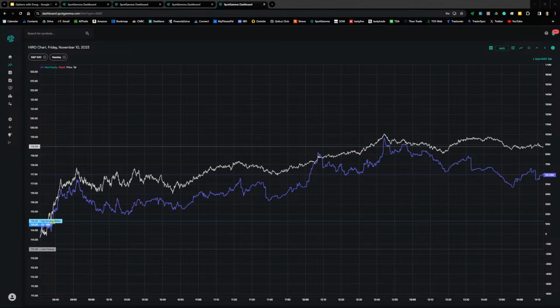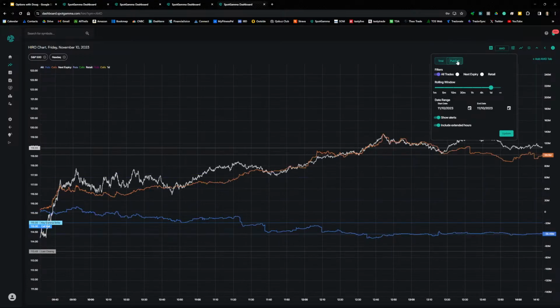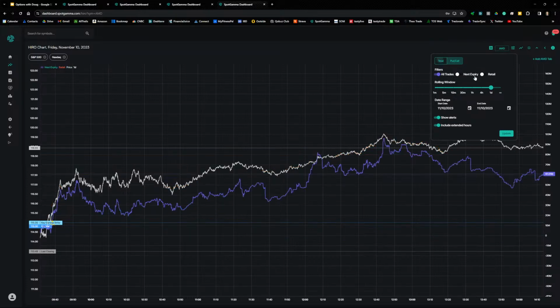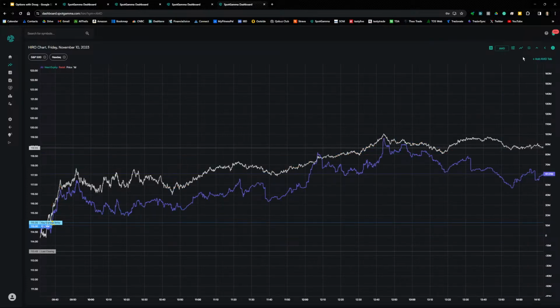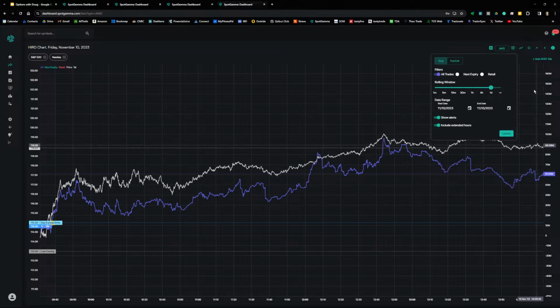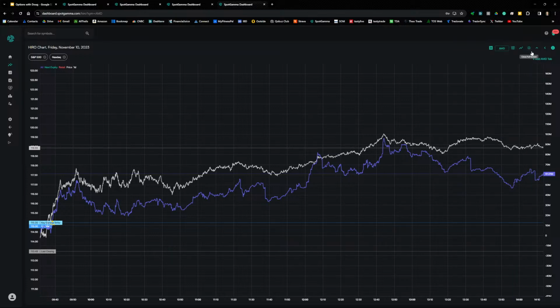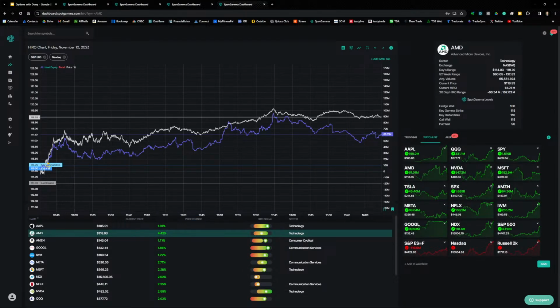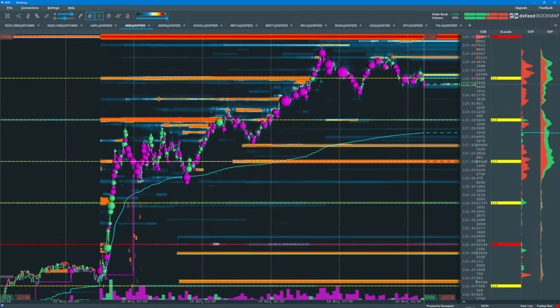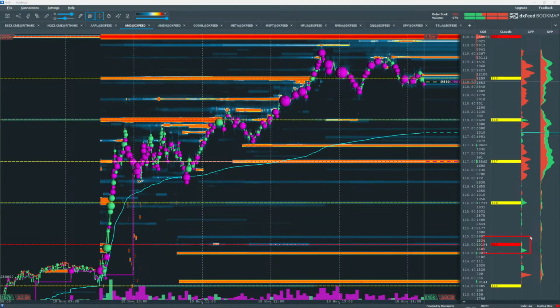Along with traders buying calls today. That's shown by the rising orange line. Call buyers definitely driving price higher in AMD today. Let's go take a look at Bookmap again. So there's the 115 call wall. And that did not slow down AMD at all, those call buyers.